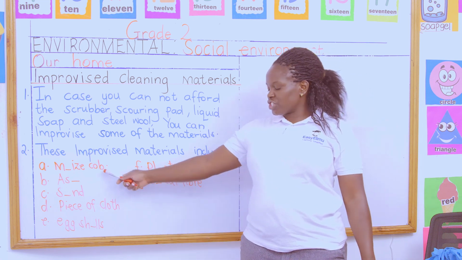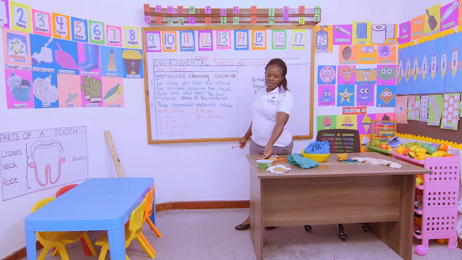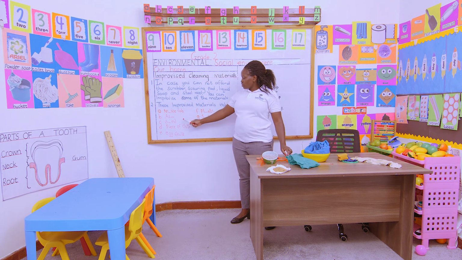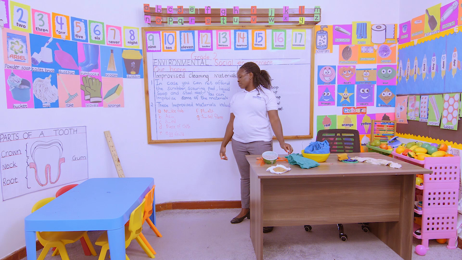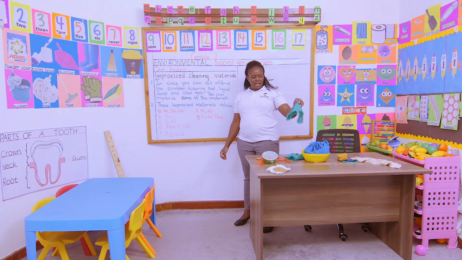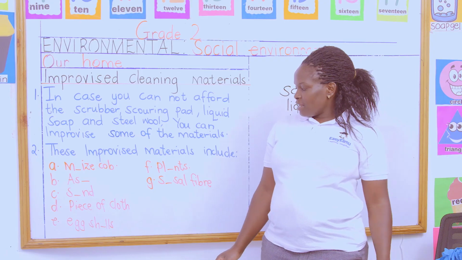Ash, anytime you see fire somewhere, when that fire cools down, you can get the ash for washing your utensils very well. And we are saying we can also use the sand. Sand is found in the river, along the roads. You can find sand anywhere. We're talking about piece of cloth. Anytime I go to the market and buy this, I can easily convert it into a cleaning material.